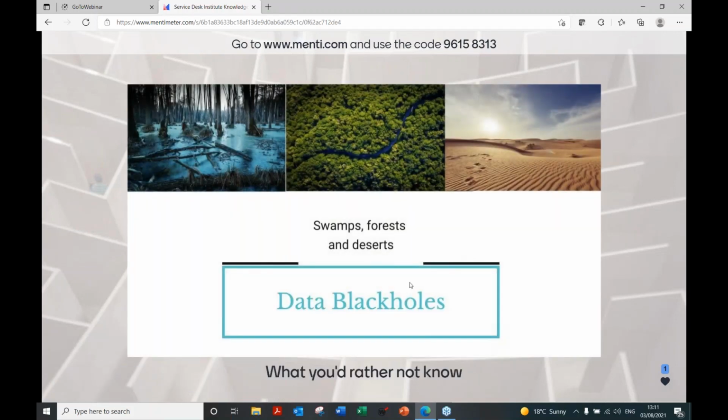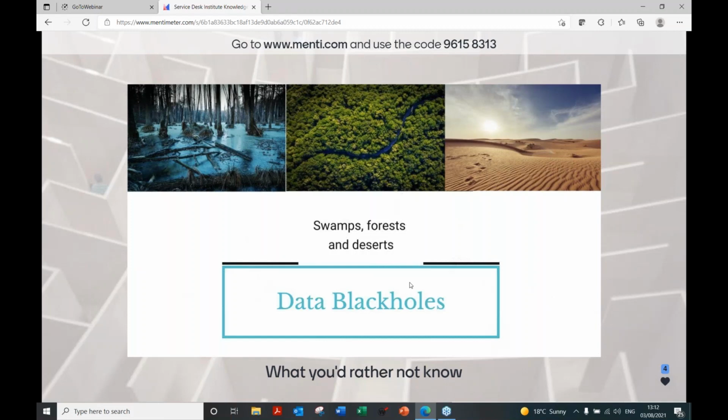You also need to deal with your data black holes. Now, this can be quite painful, but you may want to encourage people to look at those bits of the business where people seem to keep everything they know to themselves. That might be a swamp, or where the information is so complicated or even complex that if you try to communicate it, nobody can understand it, which is a kind of forest where you can't see the wood for the trees. And then you'll have some deserts.